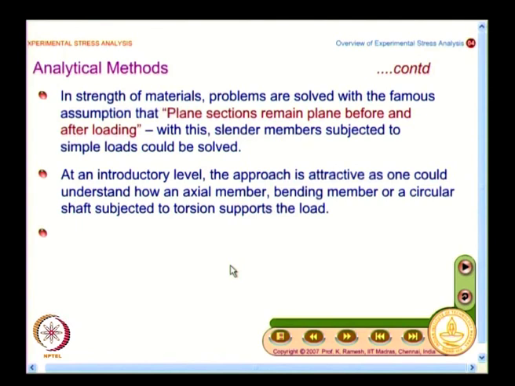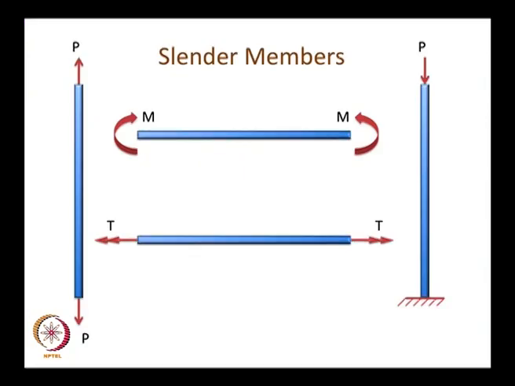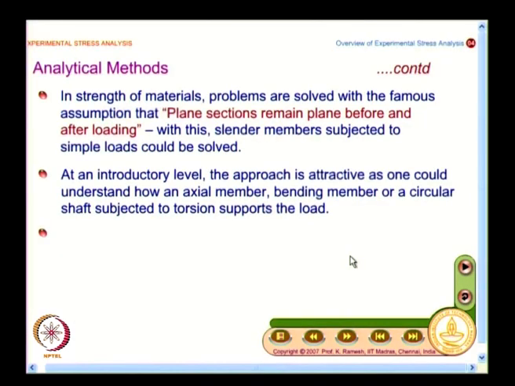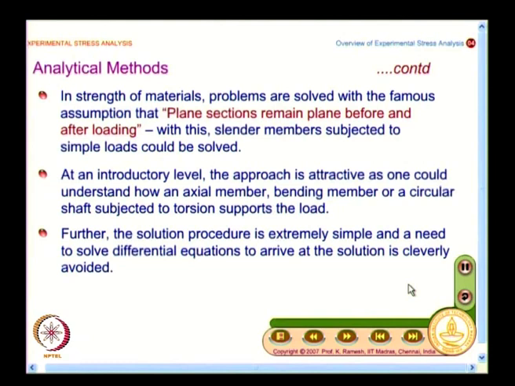Okay. And now what we will see is that at an introductory level the approach is attractive, as one could understand how an axial member, bending member or a circular shaft subject to torsion supports the load. And once you come to a circular shaft, you all know people use hollow shafts, very similar to bending, there the shear varies linearly. So, in pure torsion you only talk of a circular shaft subjected to torsion. Suppose you have a rectangular shaft subject to torsion, that is shifted to the next course, it is not taught in the first level course, because we always want to have a very simplified approach to problem solving, and we have cleverly avoided solving differential equations.